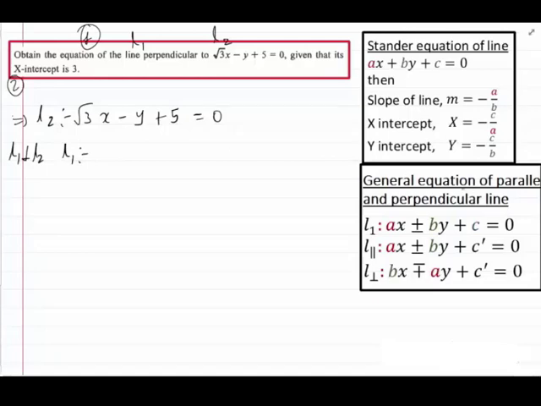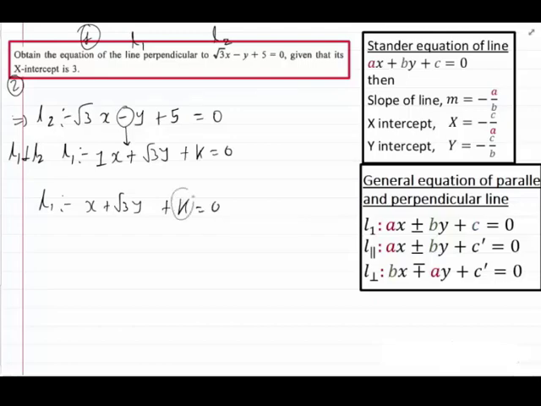Okay, we know the general method. The coefficient of y becomes the coefficient of x, with a minus 1, actually 1, and the coefficient of x, which is root 3, becomes the coefficient of y. And let's change the sign between the x and y terms, right? Plus k is our constant term. So we are ready with the equation of L, which is x plus root 3y plus k equal to 0. We just need to find this constant term to get our answer, right?